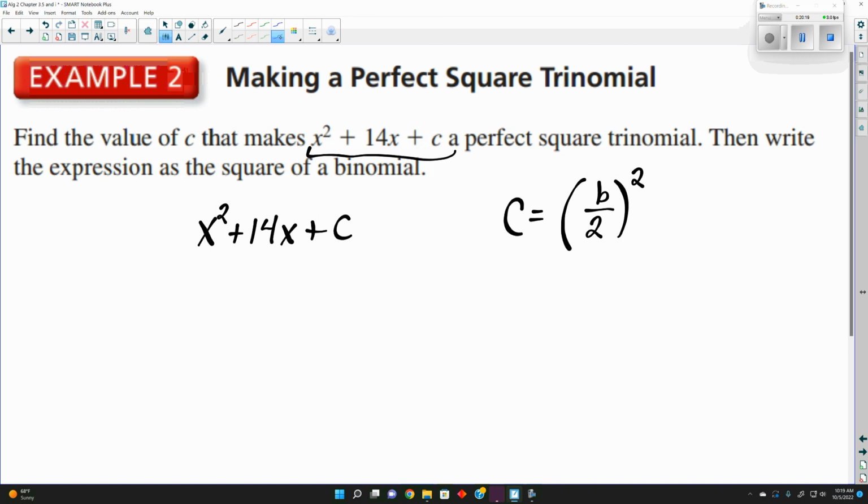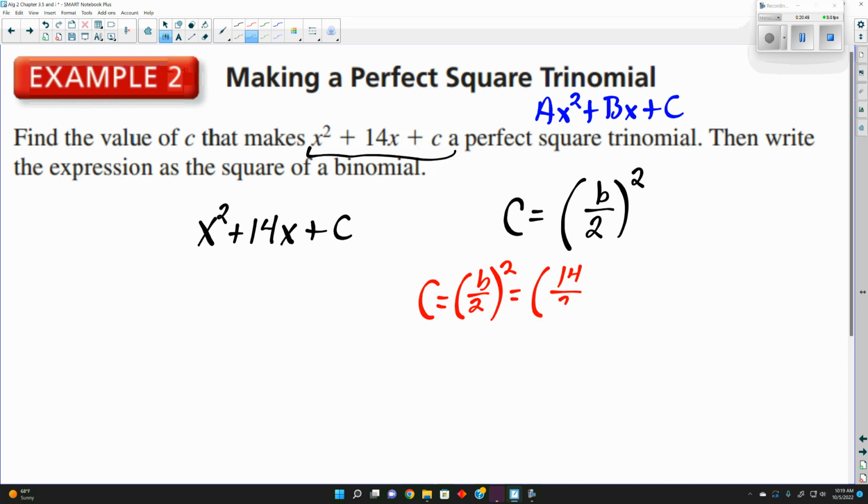And again, this is referencing back to standard form, which is our ax squared plus bx plus c. And in this case here, what's the value of b? 14. We would take the sign with it, so it would be positive. So for us here, c is equal to b over 2 squared. Well, in this case, b is 14.